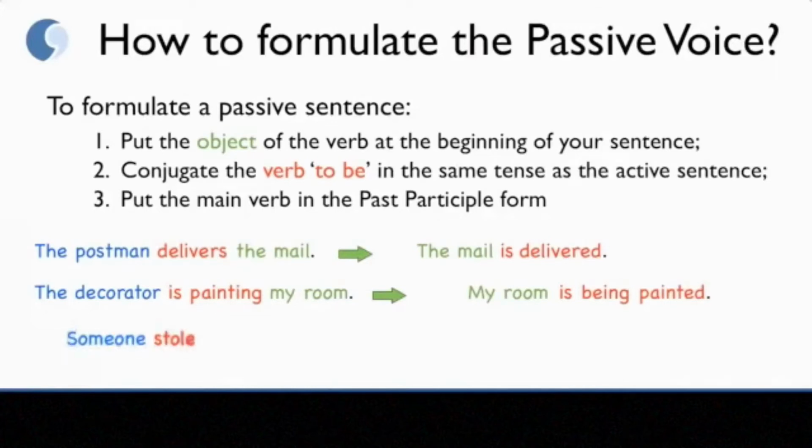One more example: someone stole the money. Get rid of the subject. Put the object at the beginning. Conjugate the verb to be in the past simple tense, was, and change stole to the participle form, stolen. The money was stolen.